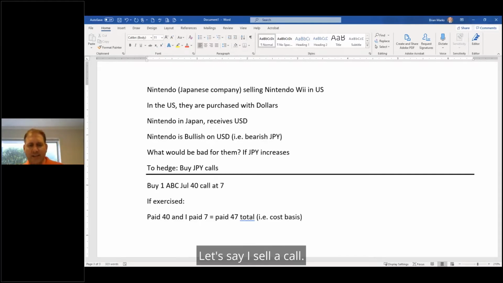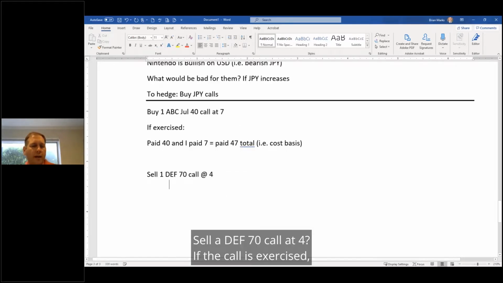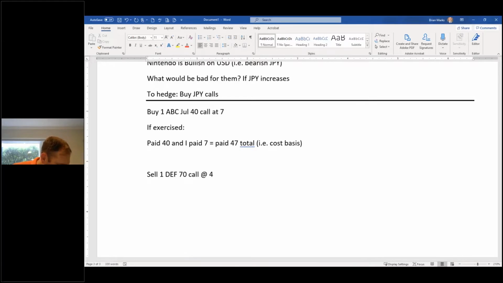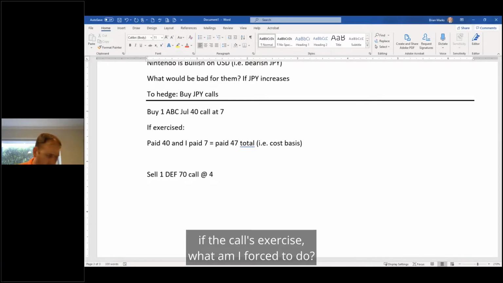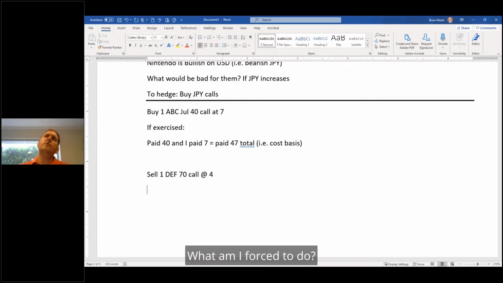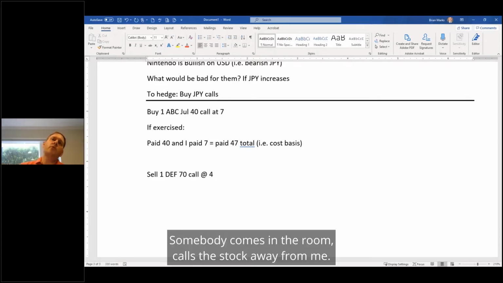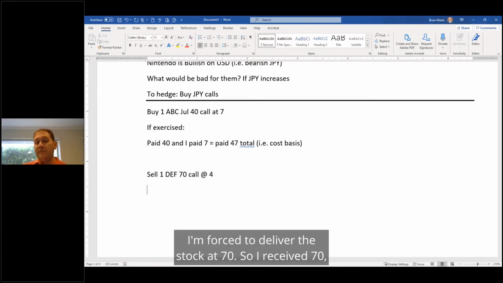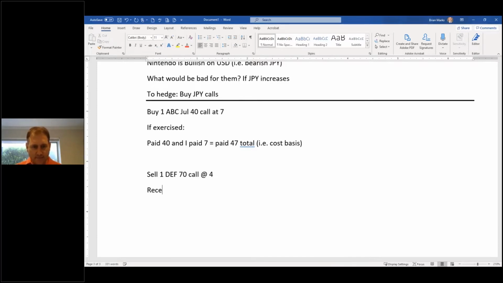Okay, let's say I sell a call. Sell a DEF 70 call at 4. If the call is exercised, what am I forced to do? Somebody comes in the room, calls the stock away from me. I'm forced to deliver the stock at 70. So I receive 70.